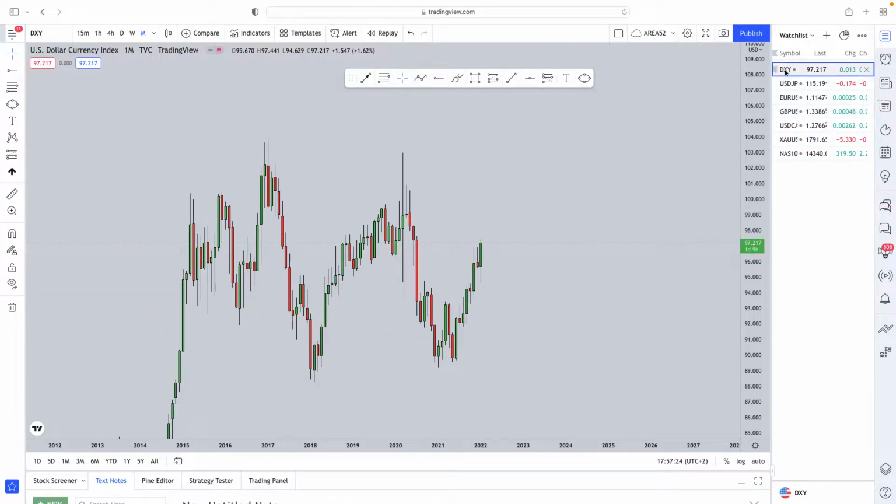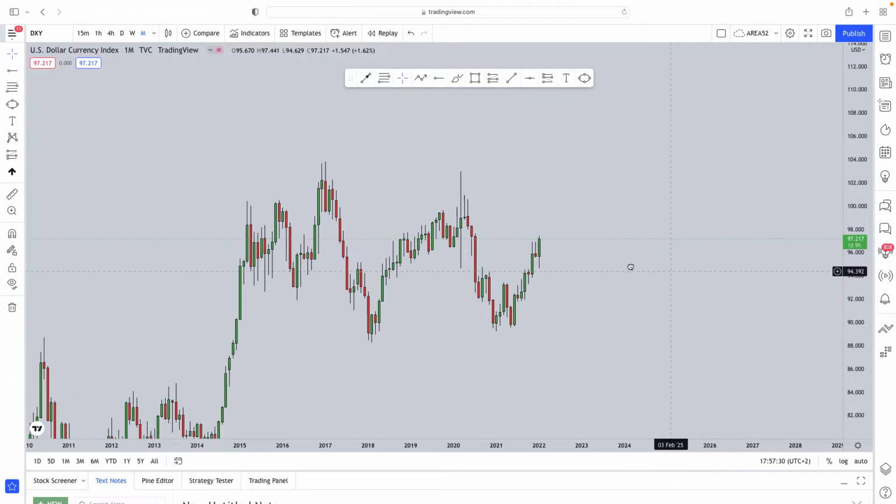Today we're gonna focus on some US dollar pairs as well as gold, because we know of the negative correlation that it has over there.